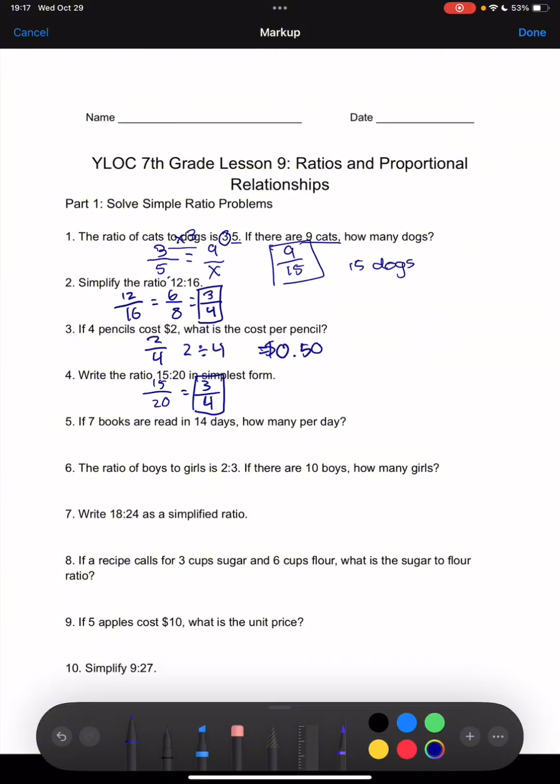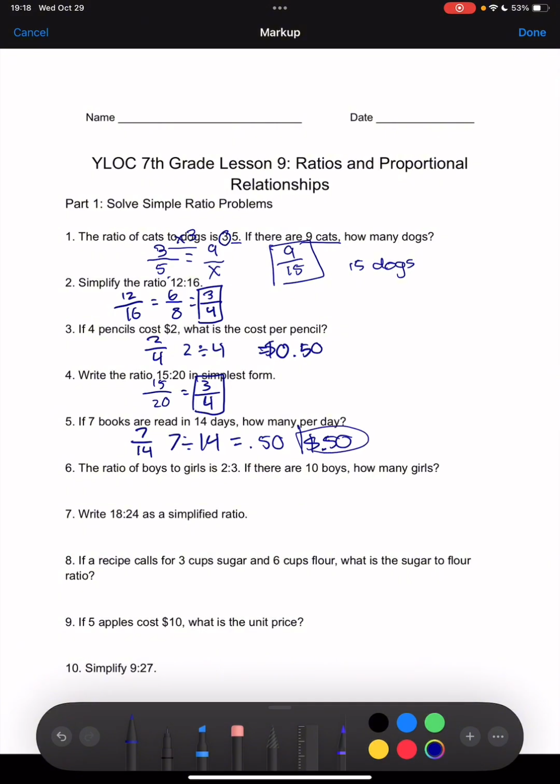Number 5. If 7 books are read in 14 days, how many per day? So this is like number 3. We can write it as 7 over 14 or 7 divided by 14. And you would get 0.50. And that's 50 cents.